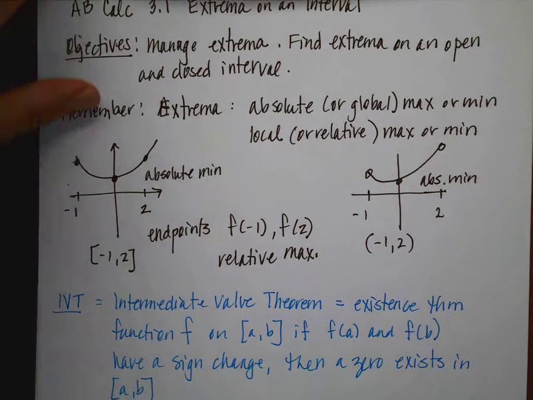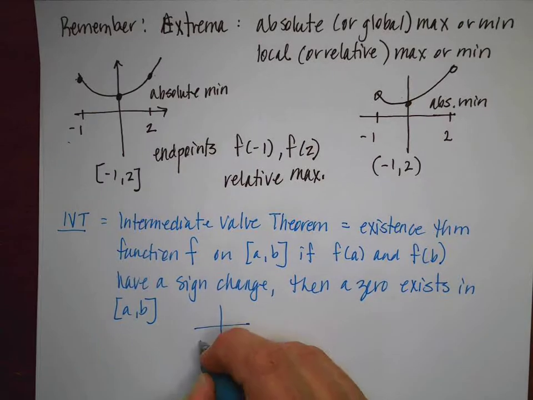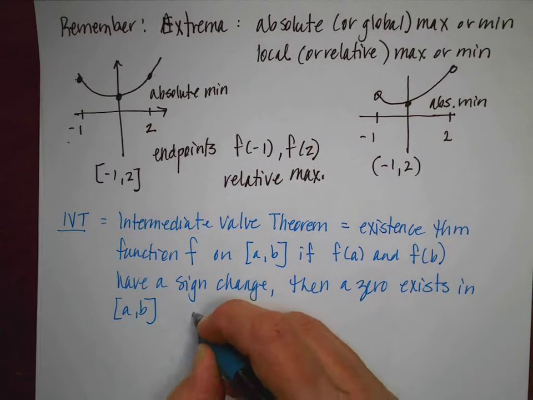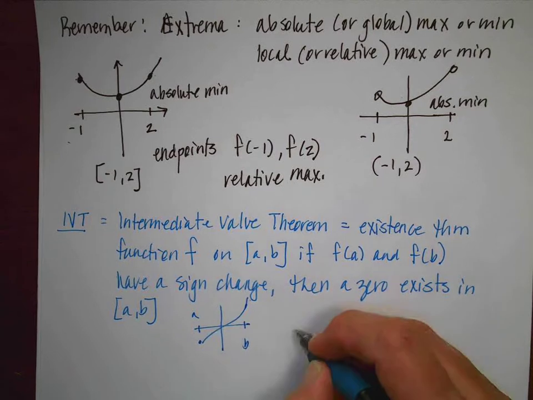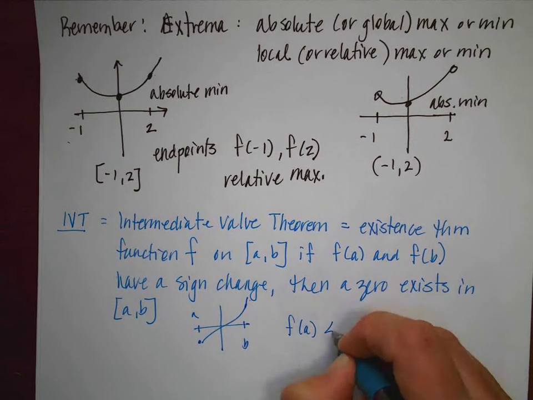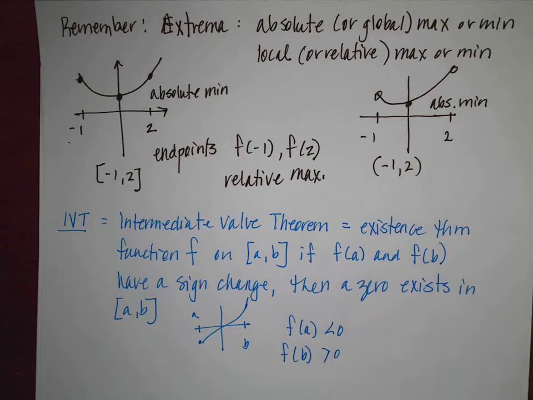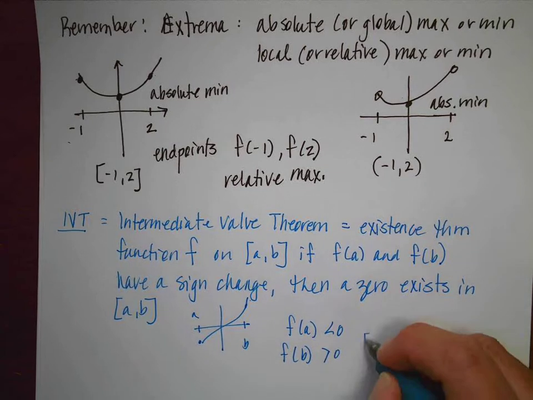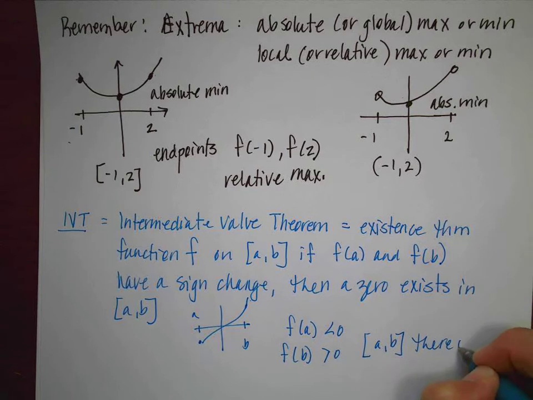We've talked about this before, but basically what the intermediate value theorem says, let's say this is a and this is b. If f of a happened to be negative, and f of b happened to be positive, then somewhere in the interval from a to b there is a 0. And that's really all the intermediate value theorem says.